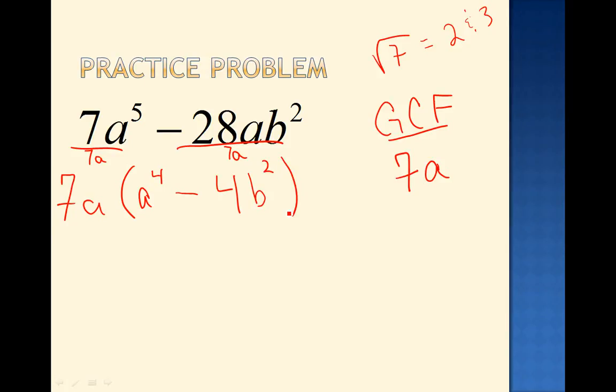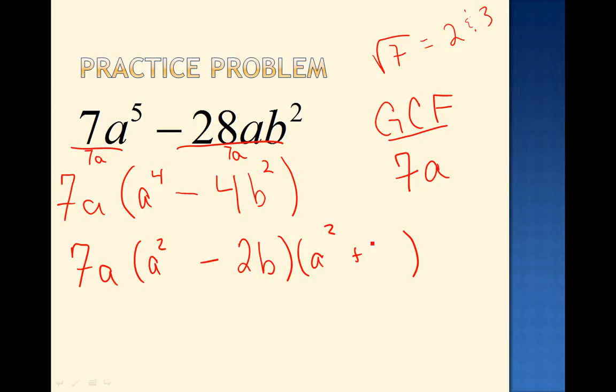So now that I've taken out that GCF, I can see that what I'm left with in the parentheses is a difference of two squares. So I can continue this process, making sure not to forget my 7a that's out front because it's important, it makes a difference. The square root of a to the 4th is a squared. And the square root of 4b squared is 2b in each spot.